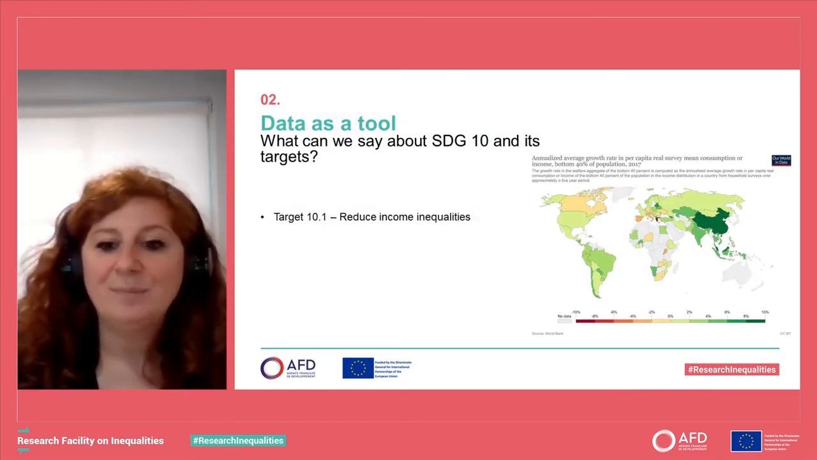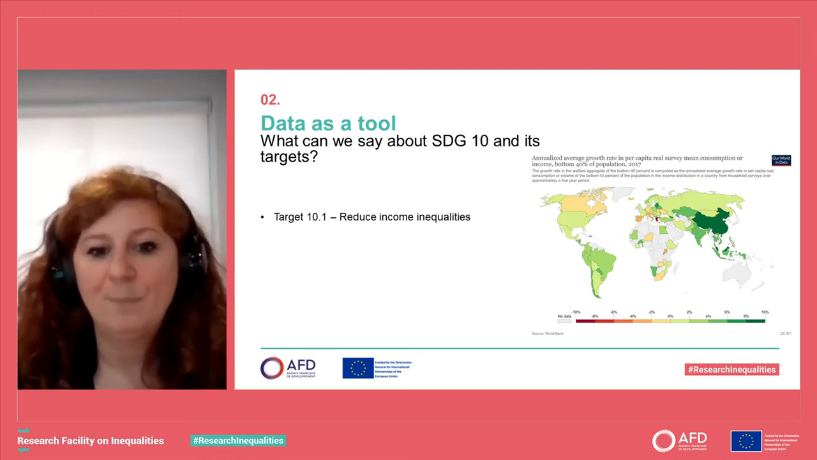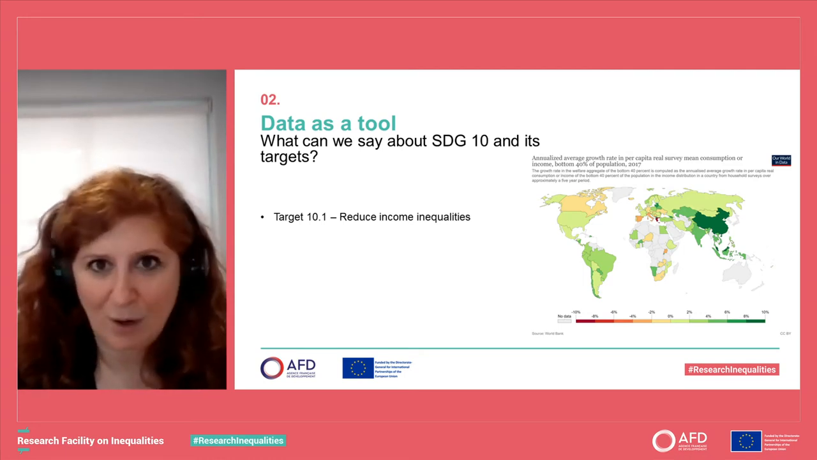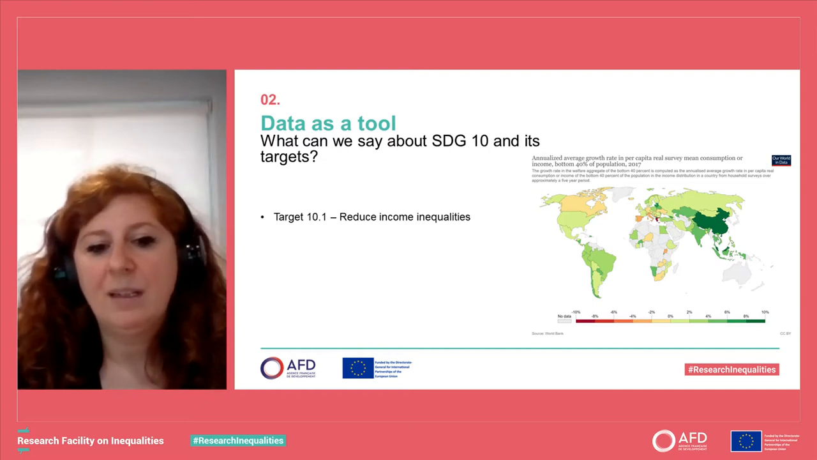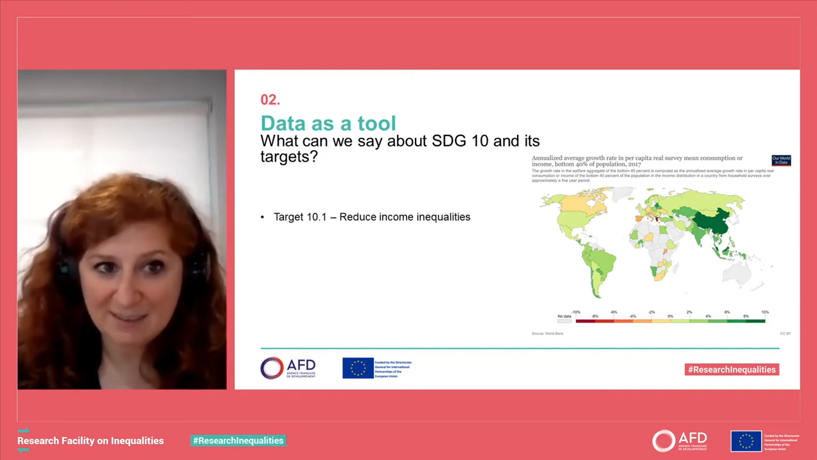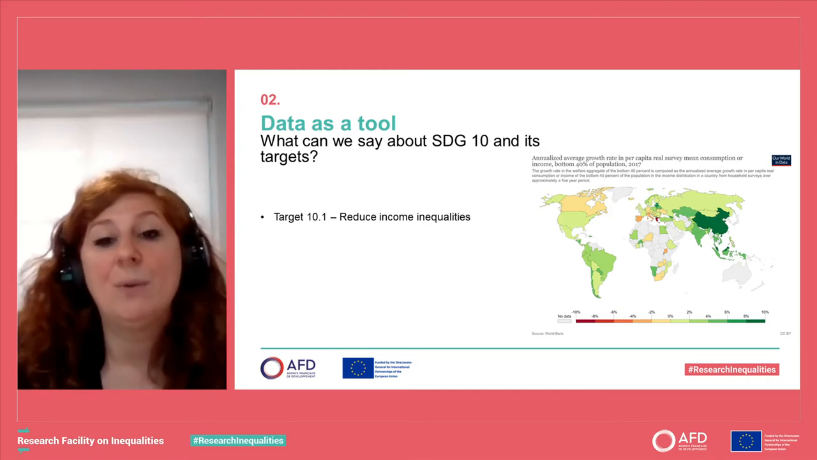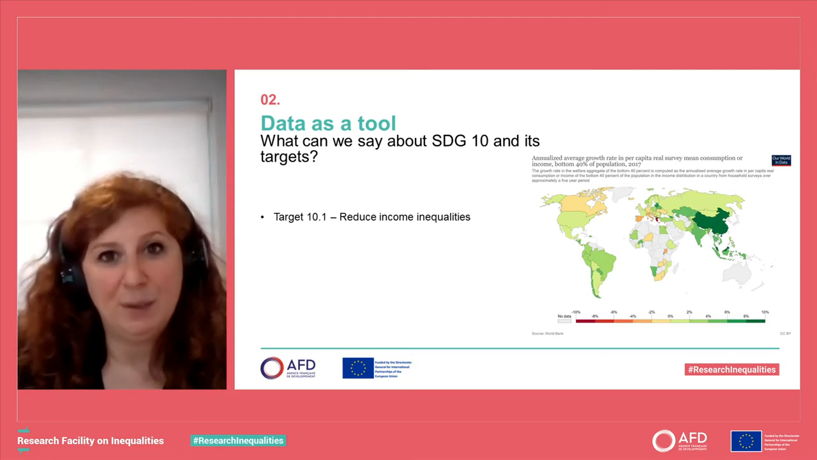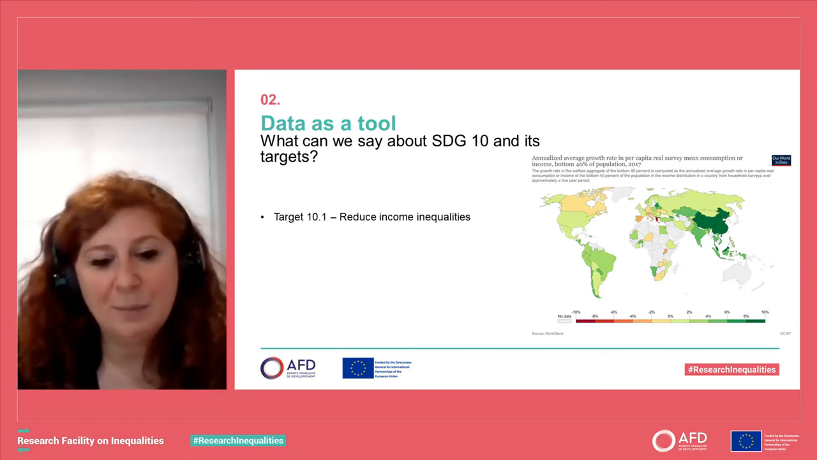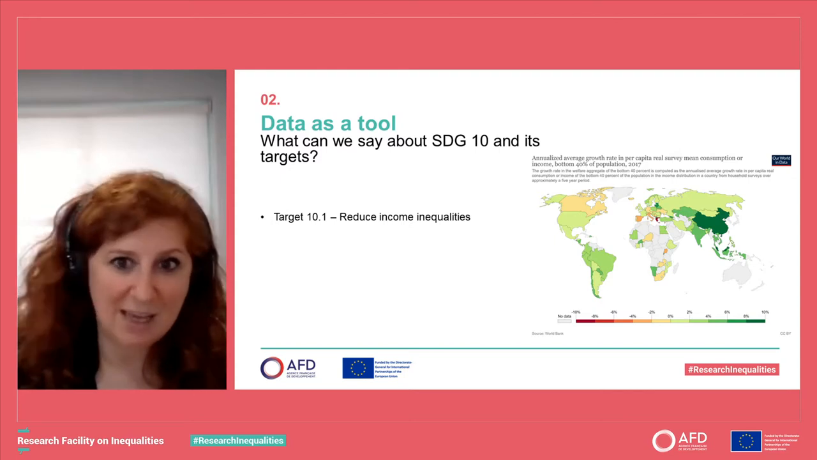So, starting with the data, we all say that we want to achieve SDG 10, but what do we know about its targets? Well, let's take the first one and probably the most well-known one, target 10.1, which is to reduce income inequalities. It requires for all countries to progressively achieve and sustain income growth of the bottom 40% of the population at a rate higher than the national average. But when we look at the progress we've made so far, we see that we can only measure this for slightly more than half of the world's population. For the most recent period, 2012 to 2017, data were available for 91 countries, which cover 60% of the world's population. And this is not a lot.